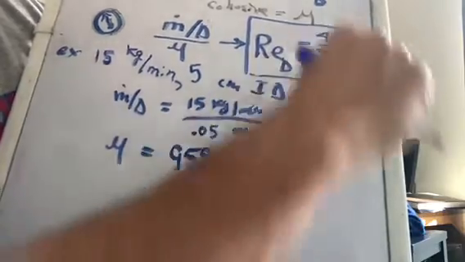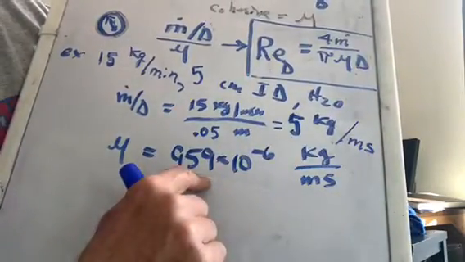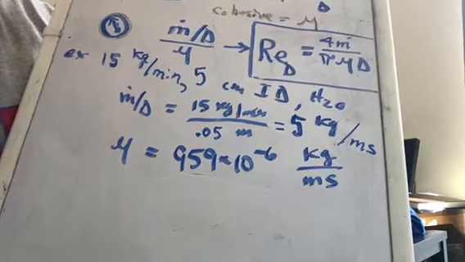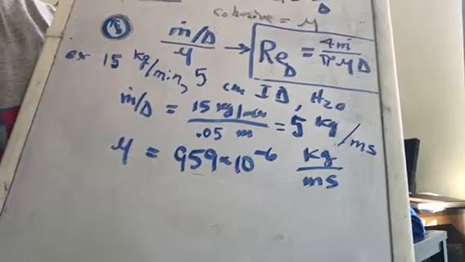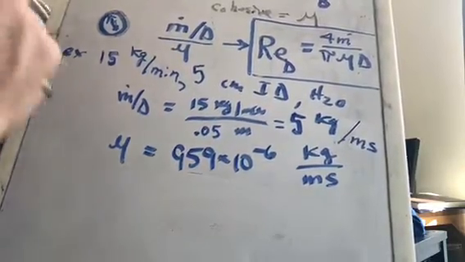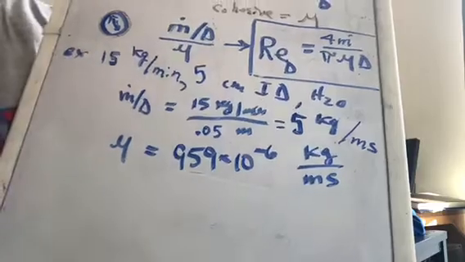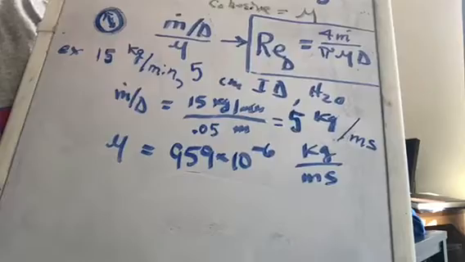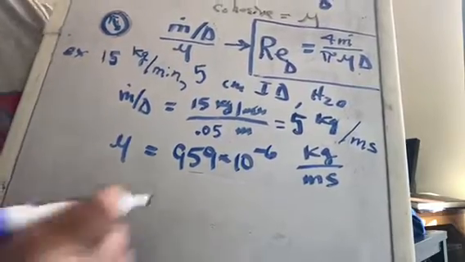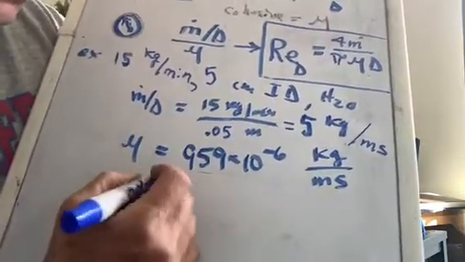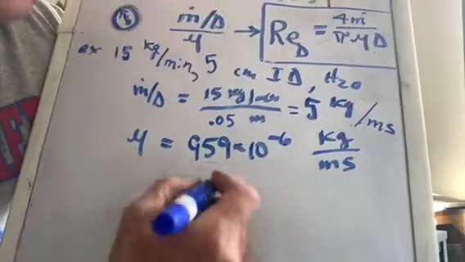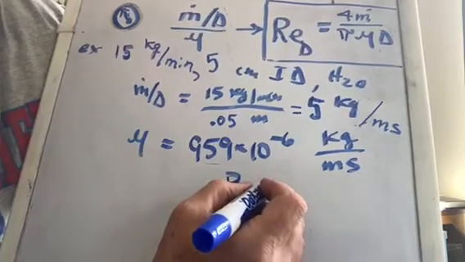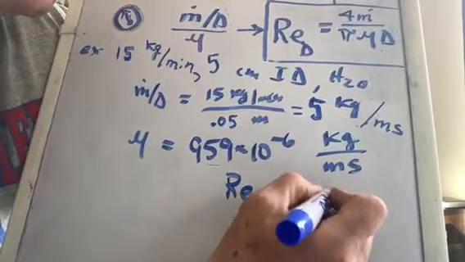So I've got my m dot over d, that's that 5, and I've got this viscosity. So I'm going to do 5 divided by 959 times 10 to the negative 6th. Okay, and then I need that 4 in there. I didn't have that 4 in there, times 4. And I'm going to divide by my pi. Okay, and I'm getting a little bit over 6,000. So the Reynolds number in this case, trying to sum it up for us, is 6,638, unitless.